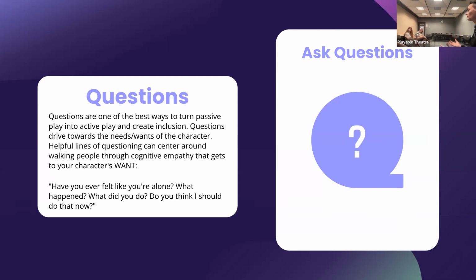So you're walking people through this process of cognitive empathy. So questions like, have you ever felt this way? Oh, what happened? What did you do? What was that like? Oh, would you be willing to help me since you have experience with this kind of thing? This is like humaning 101, but you'd be surprised how often this kind of thing is not obvious to people. And asking these questions can really help to build those bonds and build those connections.